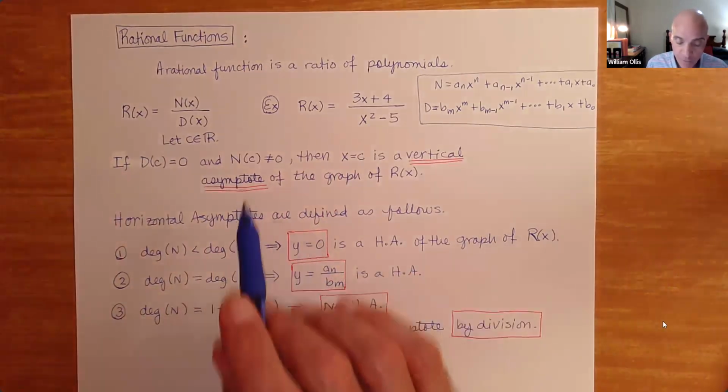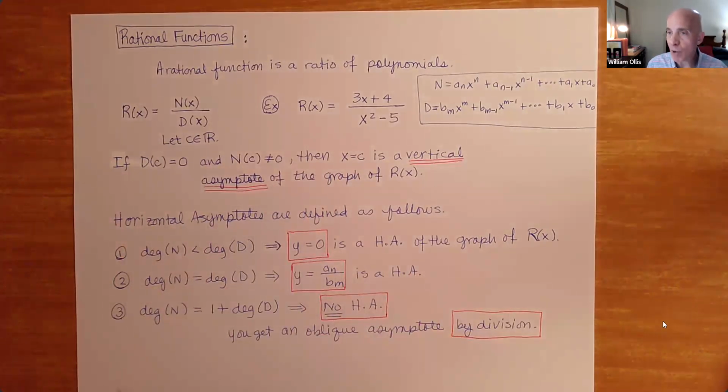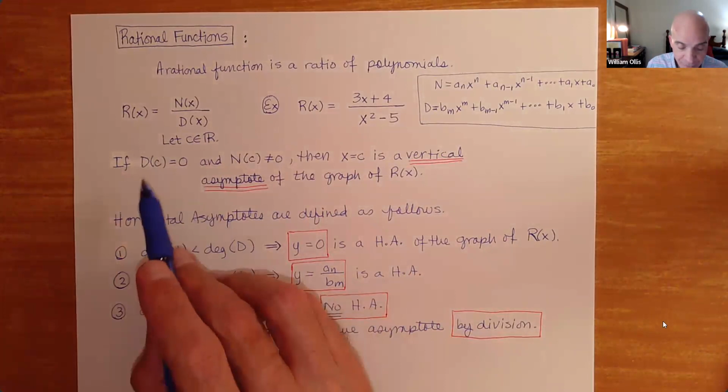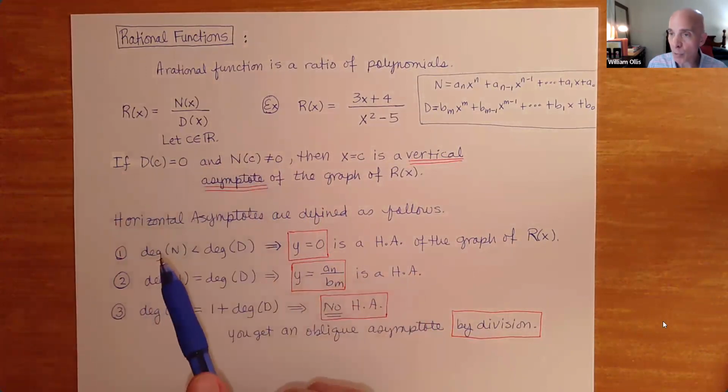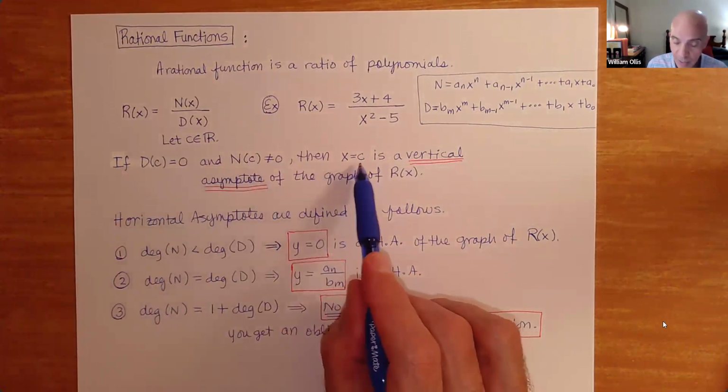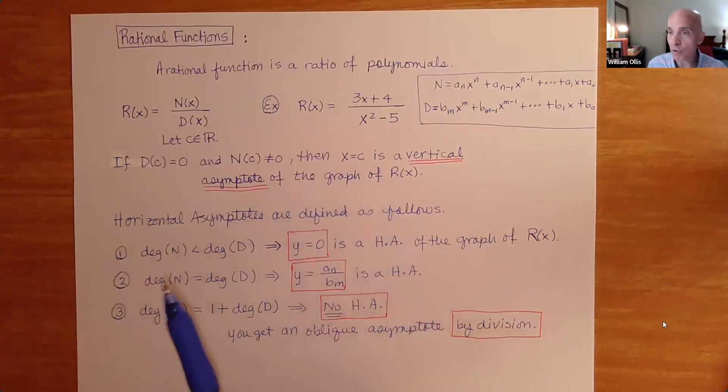Now, the very first object that we talk about with rational functions, again, that doesn't necessarily exist, but when it does, we have a way to define it. For instance, if the denominator has a zero c that is not a zero of the numerator, then x equals c is a vertical asymptote of the graph of R of x. That is, when you are asked to determine vertical asymptotes of a rational function or any quotient of functions, they don't necessarily have to be rational, you're looking for zeros in the denominator that are not zeros in the numerator. That is, they are isolated to the denominator.